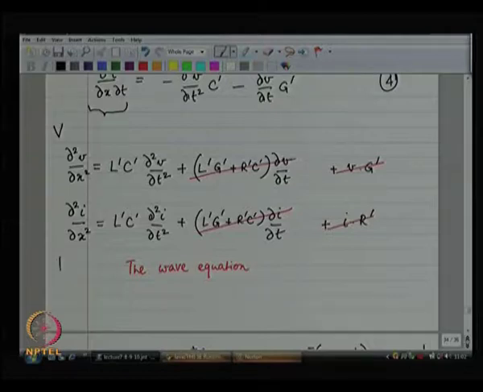So, now we are going to start talking about phasors. Let us say capital V is the phasor for voltage, capital I is the phasor for current. Okay. So, these two equations are going to be modified as d squared V by dx squared, that is equation number 1, is equal to L prime C prime.